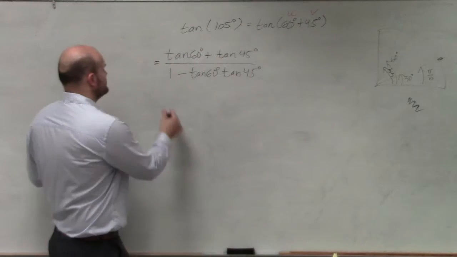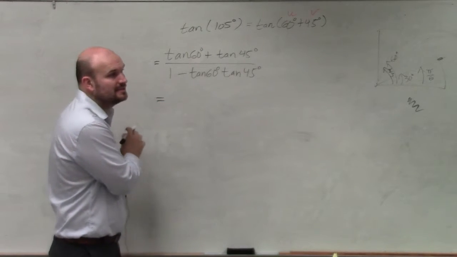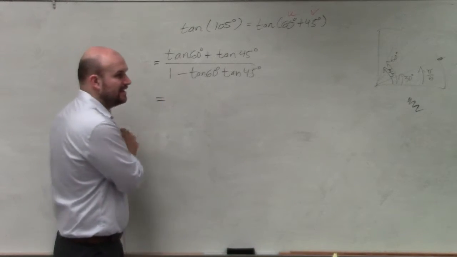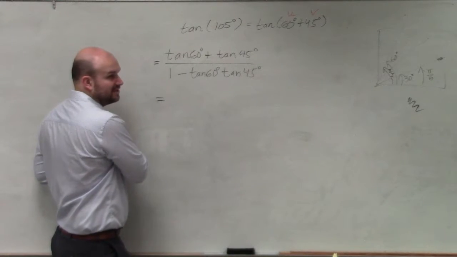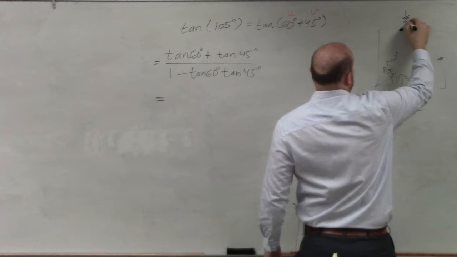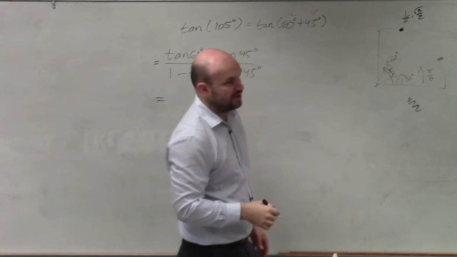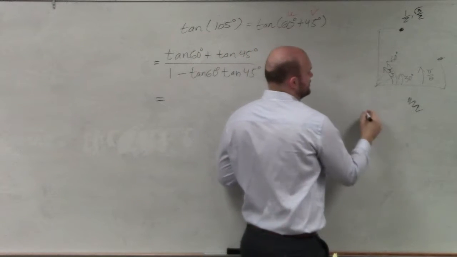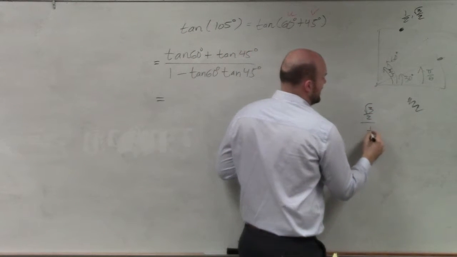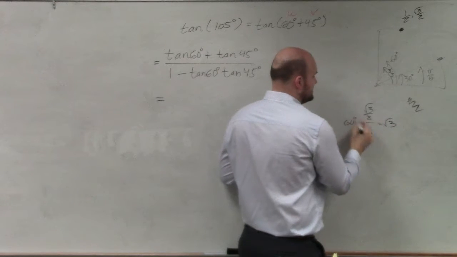OK, so let's take a look at this one to evaluate. Tangent of 60 degrees. Again, guys, we have to go back to these. We have to know our tangents. Hopefully you can see that if you put your square root of 3 over 2, comma 1/2, that's square root of 3. So 60 degrees is square root of 3.